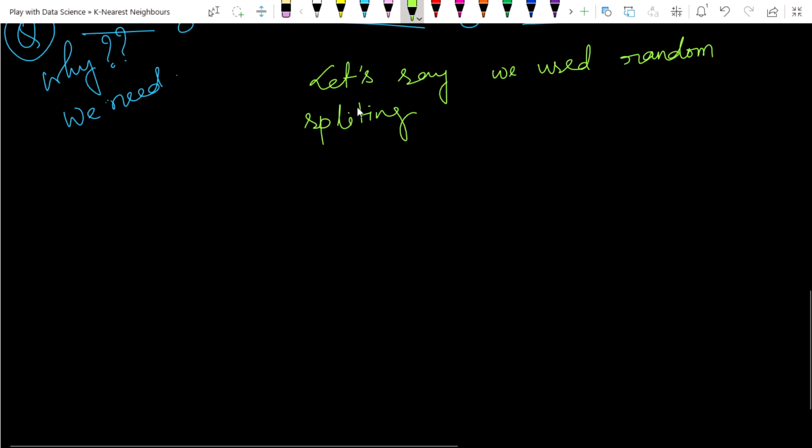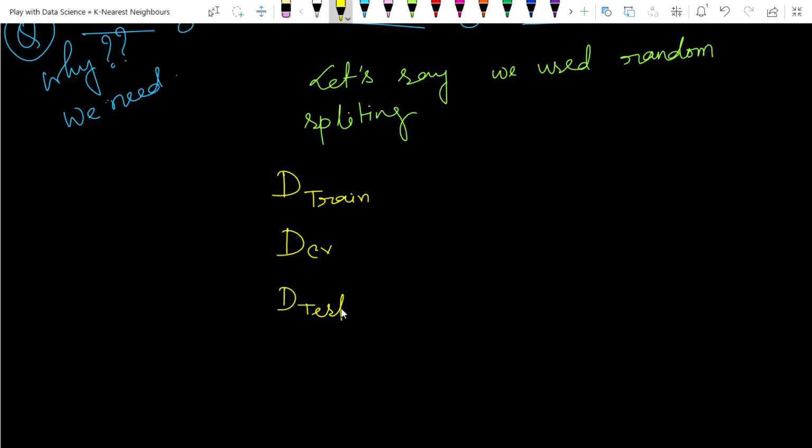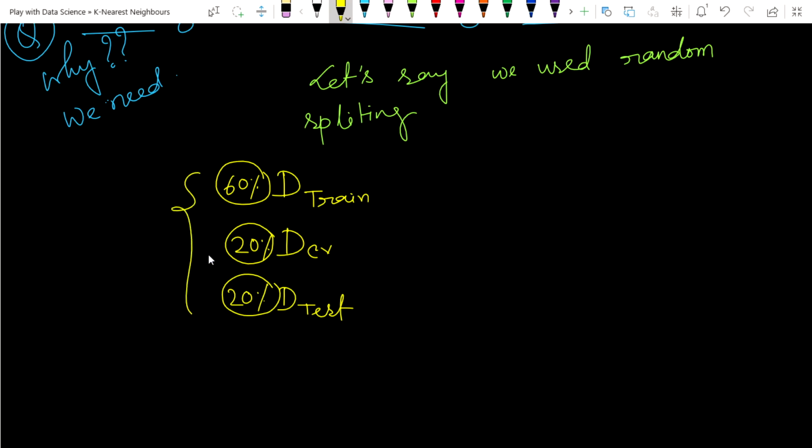What are we doing in random splitting? In random splitting, we randomly divide our whole data set into three parts: the training data set, the cross validation data set, and the test data set. Randomly we choose 60% of the whole data as the training set, 20% as the cross validation set, and similarly the test data set is chosen randomly.